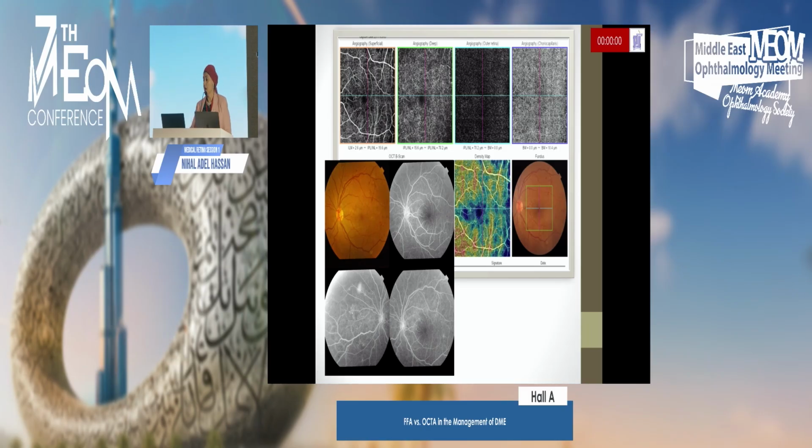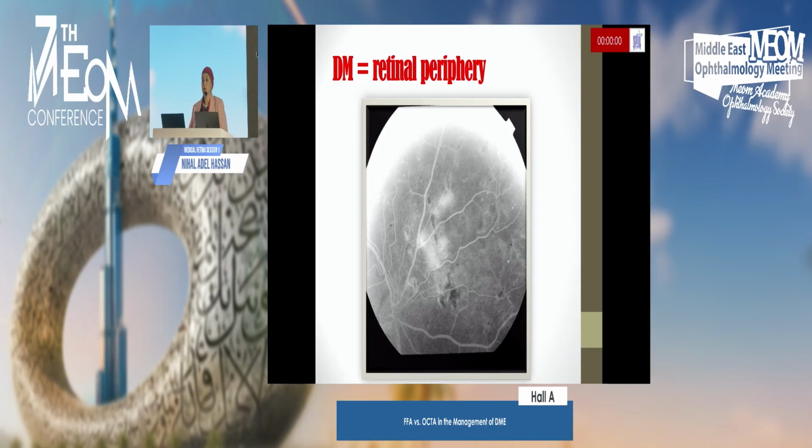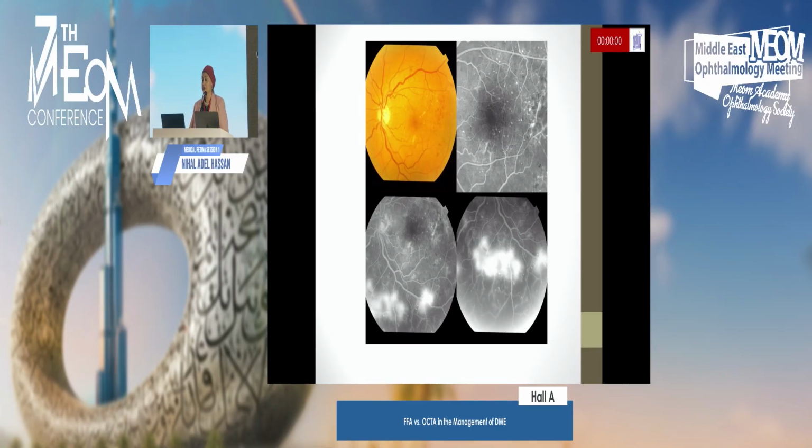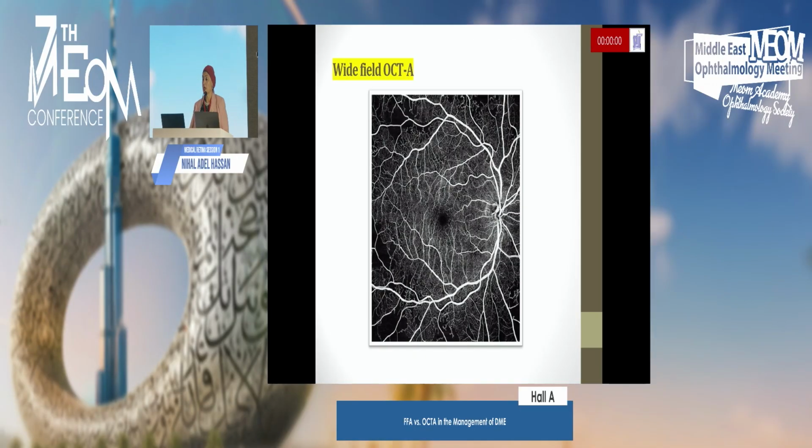hypoperfusion or hypointense shadowing in the vascular density map, but we have the risk of dye injection and the precautions we should take with dye injections in allergic patients especially. So in diabetic macular edema, the retinal periphery is very important to be documented.